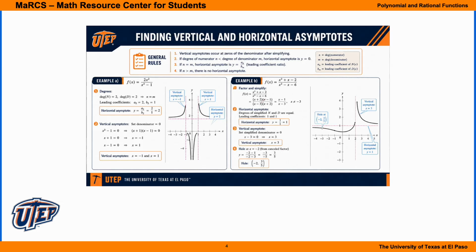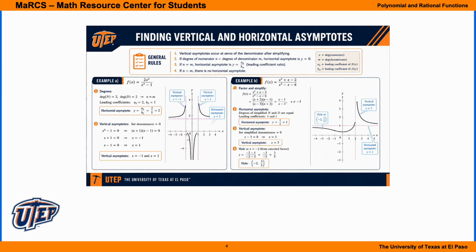For rule number 2, if the degree of the numerator, n, is less than the degree of the denominator, m, then we will have a horizontal asymptote of y equal to 0. Now if n is equal to m, the horizontal asymptote will be a ratio of the leading coefficients, so y will be equal to a_n divided by b_m. Now for rule number 4, if n is greater than m, there will be no horizontal asymptotes.